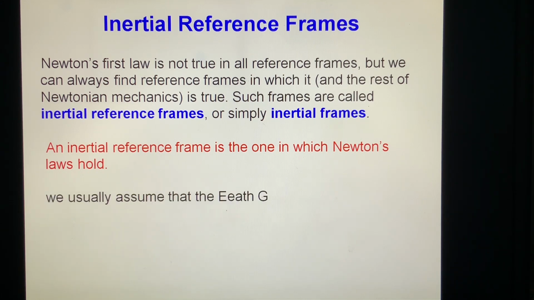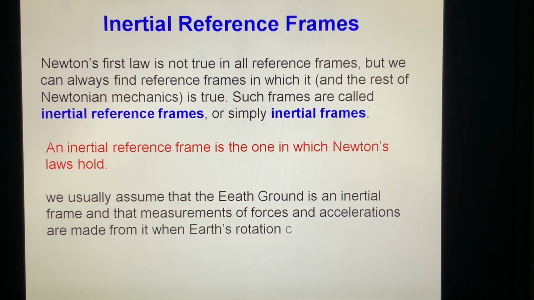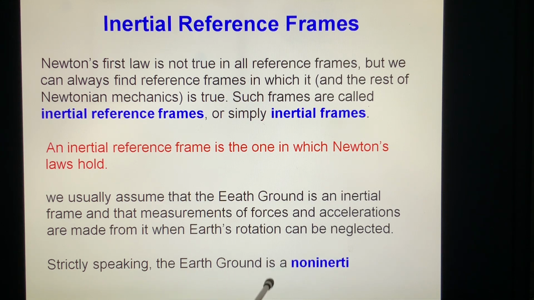We usually assume that the Earth's ground is an inertial frame, and that measurements of forces and accelerations are made from it when Earth's rotation can be neglected. See, only if we neglect the Earth's rotation effect can we treat the Earth's ground as an inertial frame. Don't forget this one. Strictly speaking, the Earth's ground is a non-inertial frame because the Earth is rotating.